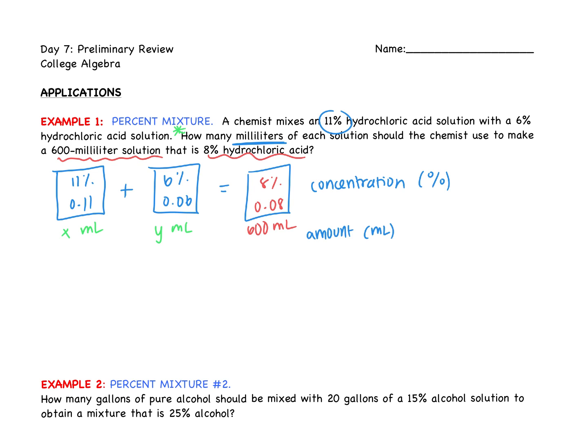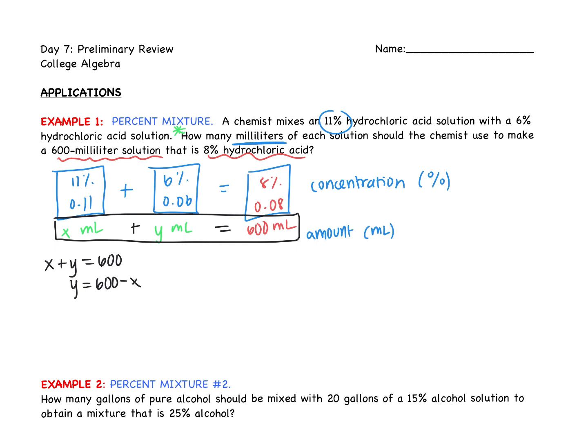Now, the question is, do we really need 2 variables? If we can do it in terms of 1 variable, it's going to be more ideal. So if we ignore the concentrations for a minute and just look at the amounts down here, if we take X milliliters and we add it to Y milliliters, it's going to give us 600 milliliters total. So that Y then can be written as 600 minus X. So instead of using Y here, I'm going to use 600 minus X.